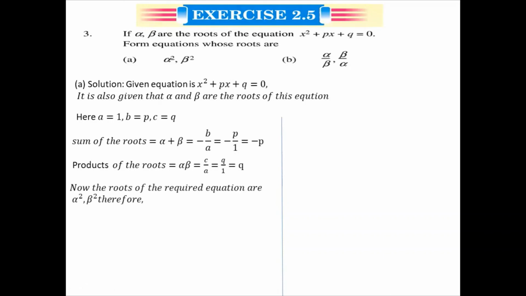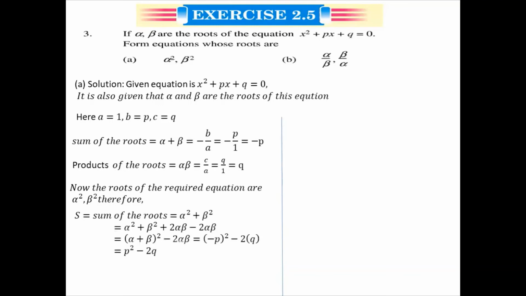Now the roots of the required equation are alpha square, beta square. Therefore, the sum of the roots of the required equation will be equal to alpha square plus beta square. To complete the square, we add and subtract 2 alpha beta. So we can write this as alpha plus beta whole square minus 2 alpha beta. Alpha plus beta, we know that this is minus p, so minus p whole square, and the product of the roots is q. Sorry, the sum of the roots is p square minus 2q.